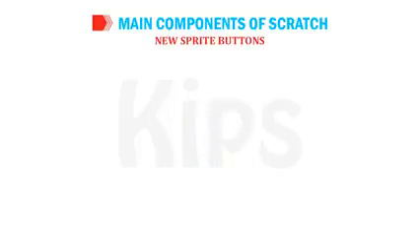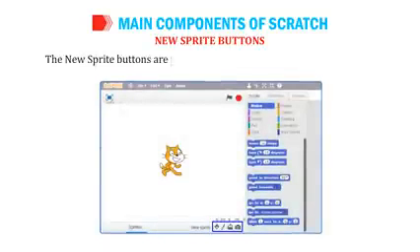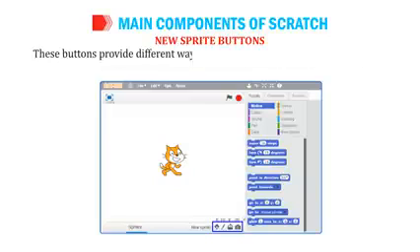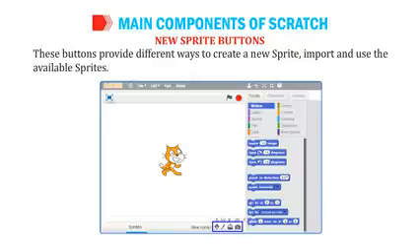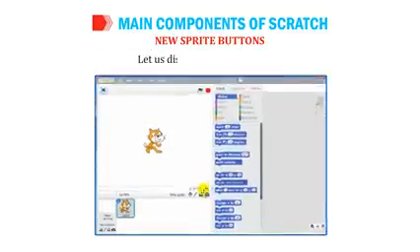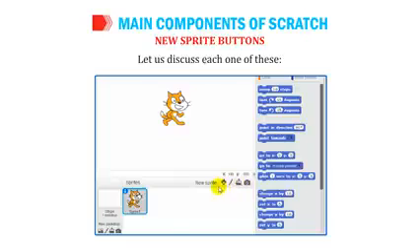New sprite buttons. The new sprite buttons are placed at the bottom right corner of the stage. These buttons provide different ways to create a new sprite, import and use the available sprites. Let us discuss each one of these.